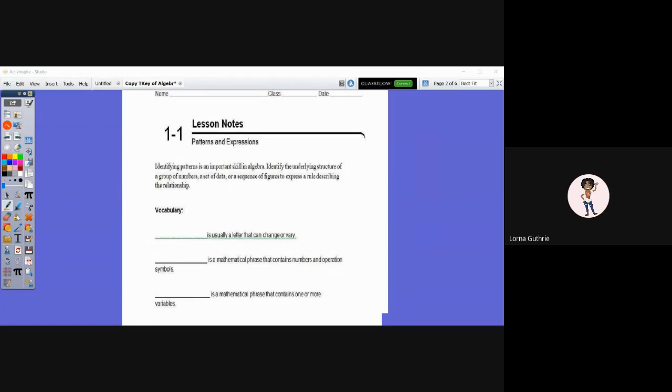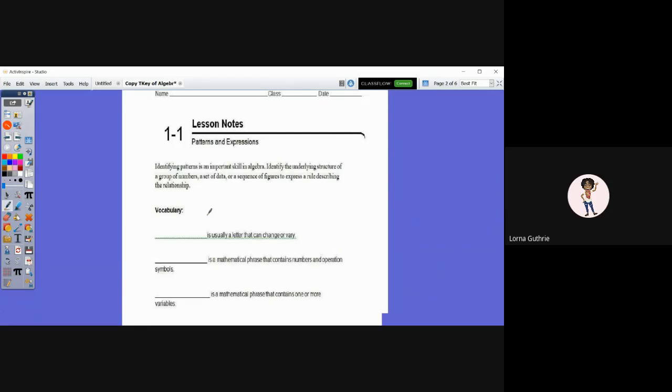Okay, so you should be seeing my screen now, and we're on the first page of your notes, patterns and expressions. It says identifying patterns is an important skill in algebra. Identify the underlying structure of a group of numbers, a set of data, or a sequence of figures to express a rule describing the relationship. So you're really just looking at the pattern and you're going to use that to come up with a rule that describes the relationship between the items in the pattern.